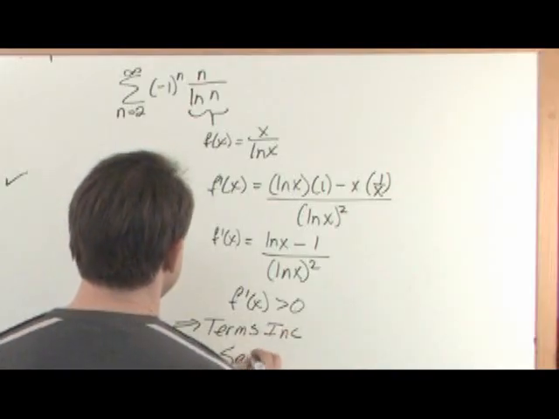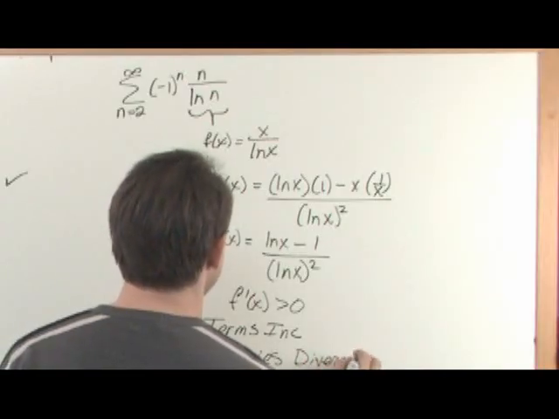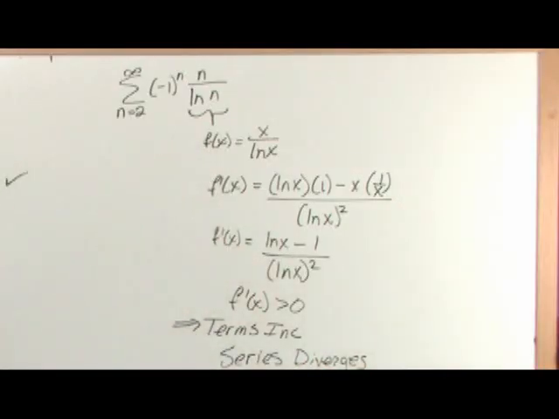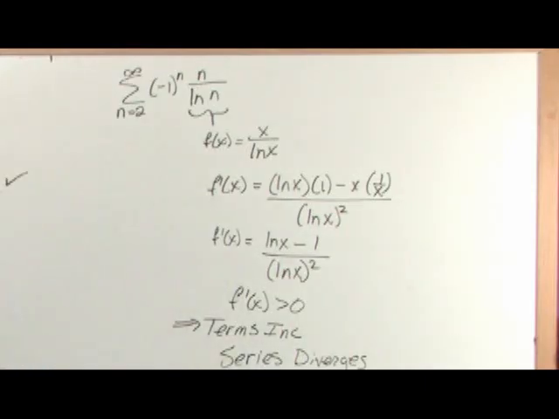So the series diverges. Okay? Because that violates one of the two criteria there. So you can't have this thing increasing; you can't add them up.